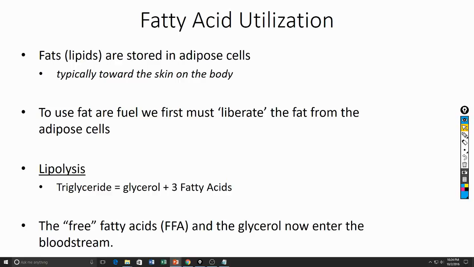Alright, so fats are the hardest thing in your body to break down. Okay, that's why once you put weight on, it's a lot harder to take it off than it is to put it on. A lot less fun too, typically. So here's some of the problems we have. Okay, fats or lipids, as they're often called, are stored toward the outside of the body. Okay, they're stored in adipose cells.